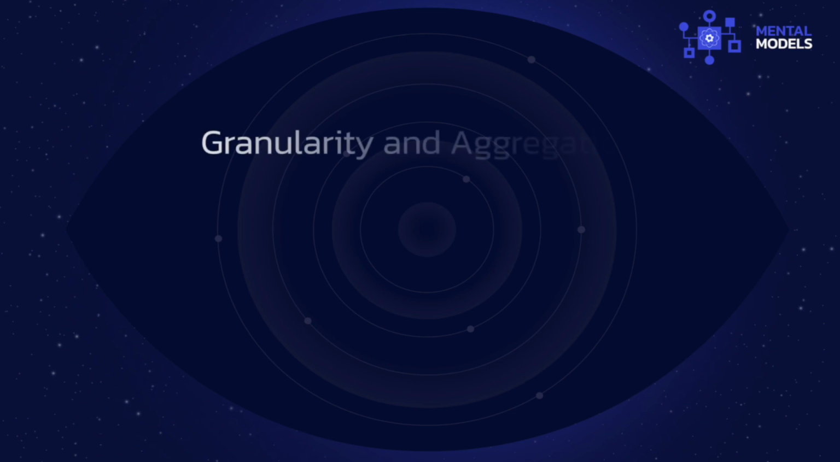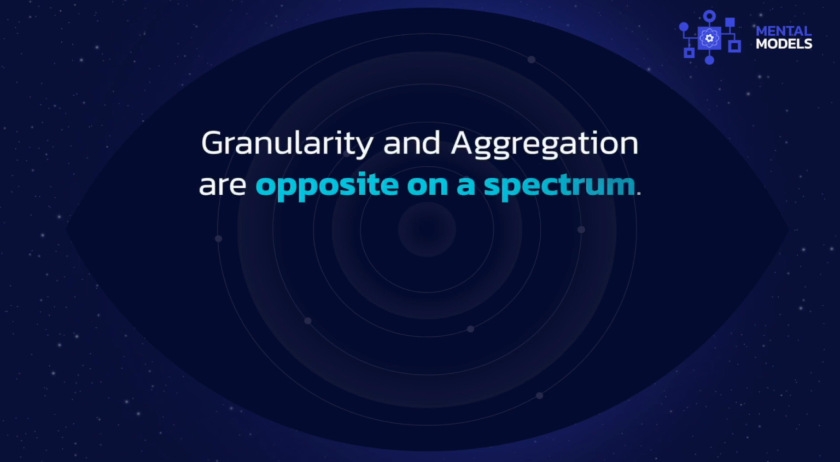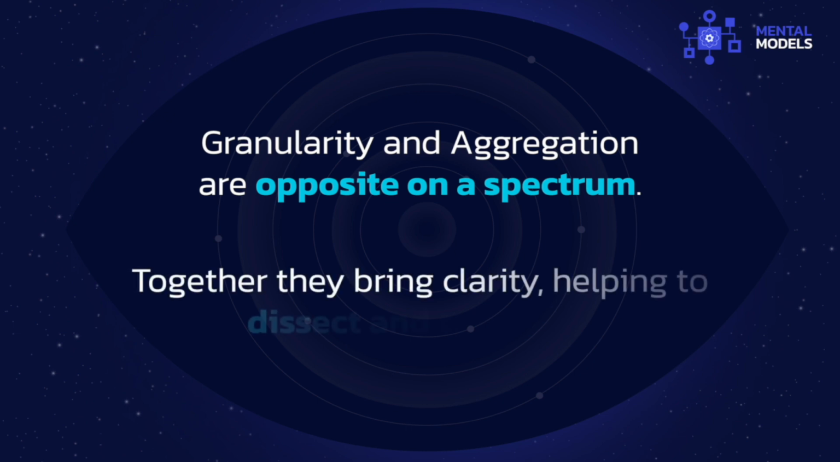And so finally, just to wrap it up here with one of my Zen cones: granularity and aggregation are opposite ends of a spectrum. Together, they bring clarity, helping us to dissect and then some. That's great.